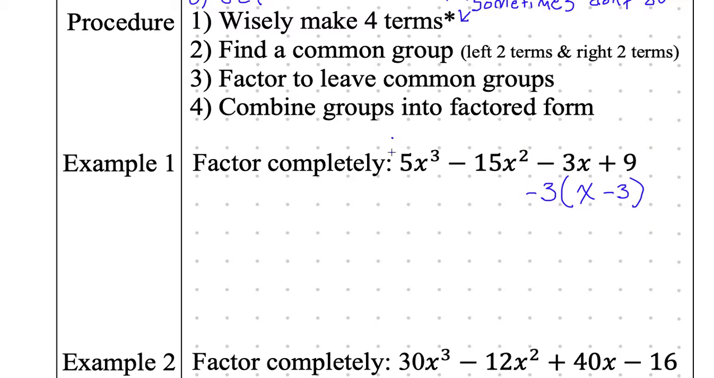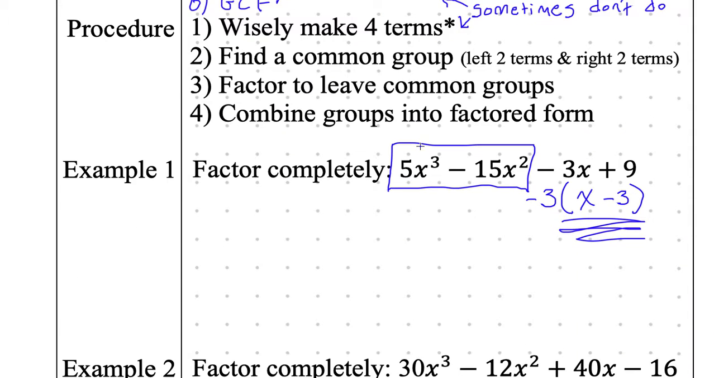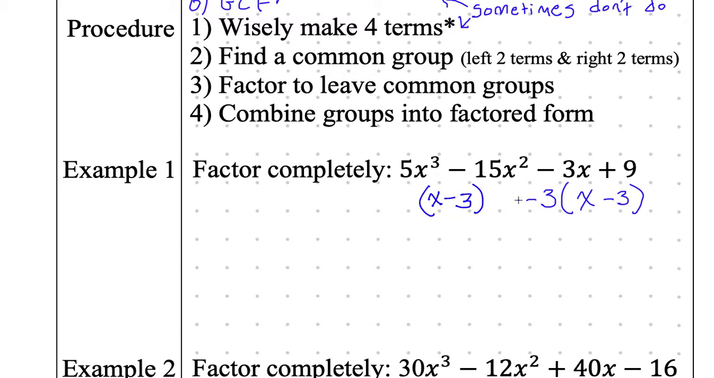From there, I'm looking at the left two terms. I should somehow be able to get the same group of x minus 3, otherwise I can't do this whole process of combining groups into a factored form for step number 4. So, with that said, I should automatically fill in here x minus 3. It has to be the same group. And the sign here is a minus, so if I put that minus here instead, that would have been better. But anyway, there it is.